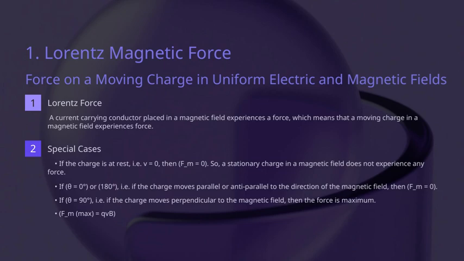This highlights an interesting point. A moving charge experiences a force in a magnetic field, but a stationary one doesn't. And this idea extends to currents in conductors. When a current-carrying conductor is placed in a magnetic field, it also experiences a force. In summary, the magnetic force depends on the charge's velocity, the magnetic field, and the angle between them. When the charge moves perpendicular, the force is maximum. When it moves parallel or is stationary, the force is 0.